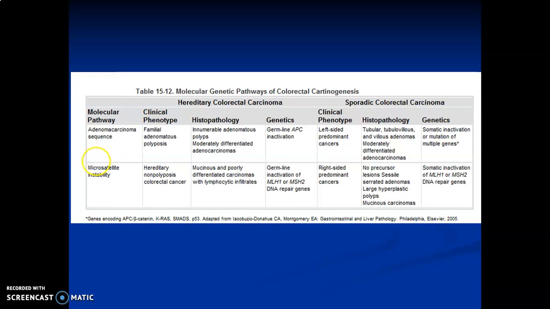In microsatellite instability, the clinical phenotype is hereditary non-polyposis colorectal cancer, and there is germline inactivation of the MLH1 or MSH2 DNA repair genes, leading to mucinous and poorly differentiated carcinomas with lymphocytic infiltrates. The sporadic colorectal carcinomas are right-sided predominant carcinomas, and there is somatic inactivation of the MLH1 or MSH2 DNA repair genes.